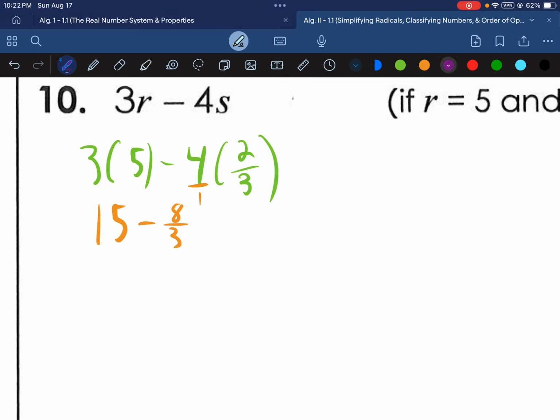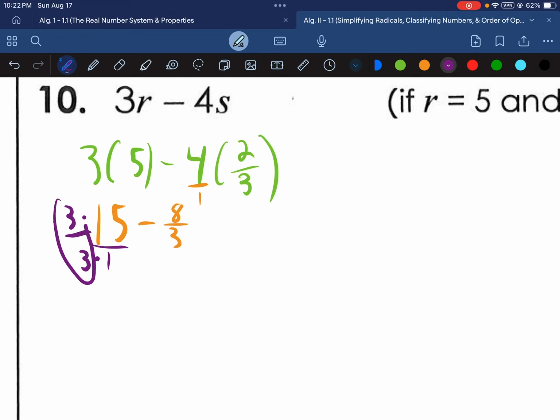Now, in order to add and subtract fractions, you have to have common denominators. So 15 is secretly also over 1. Now, the denominators here are 1 and 3. Those are not common or the same. Our common denominator here will be 3, though. So we'd say, okay, we have to multiply 1 times a number to make it 3. 1 times 3 is 3. And because we multiply the bottom times 3, we have to multiply the top by the same number.